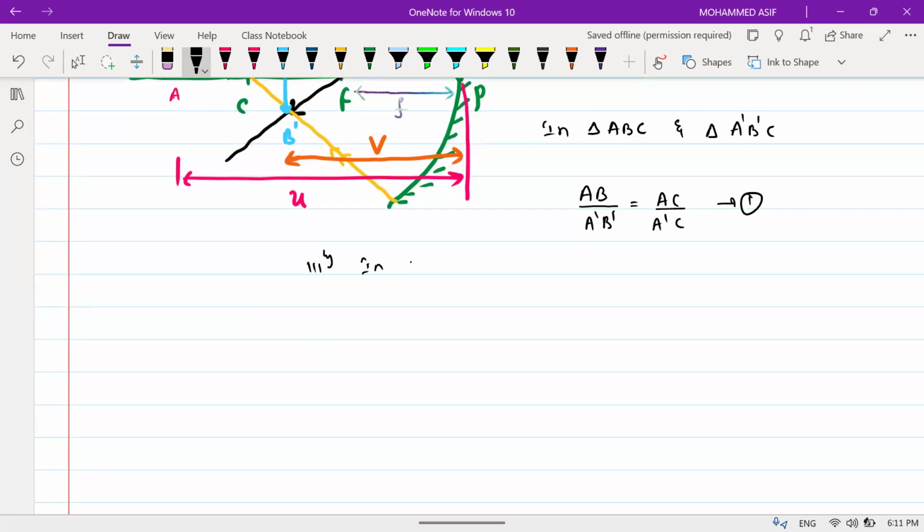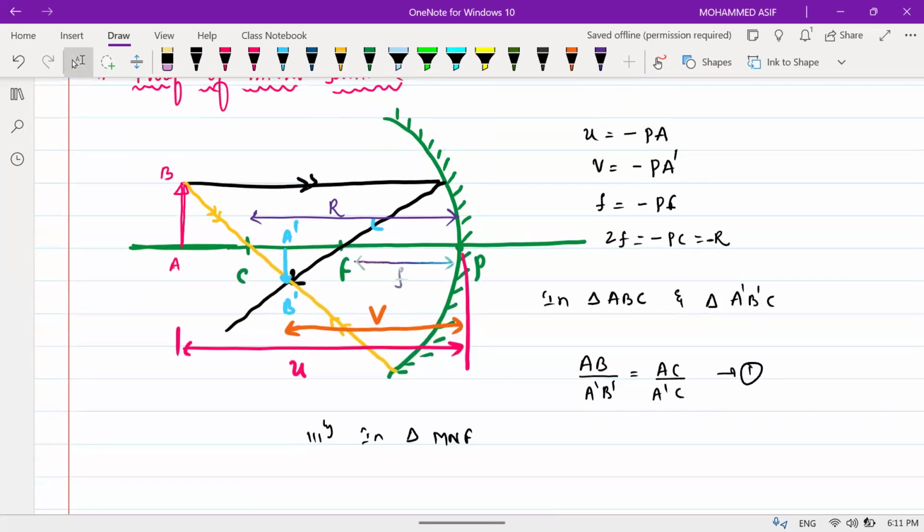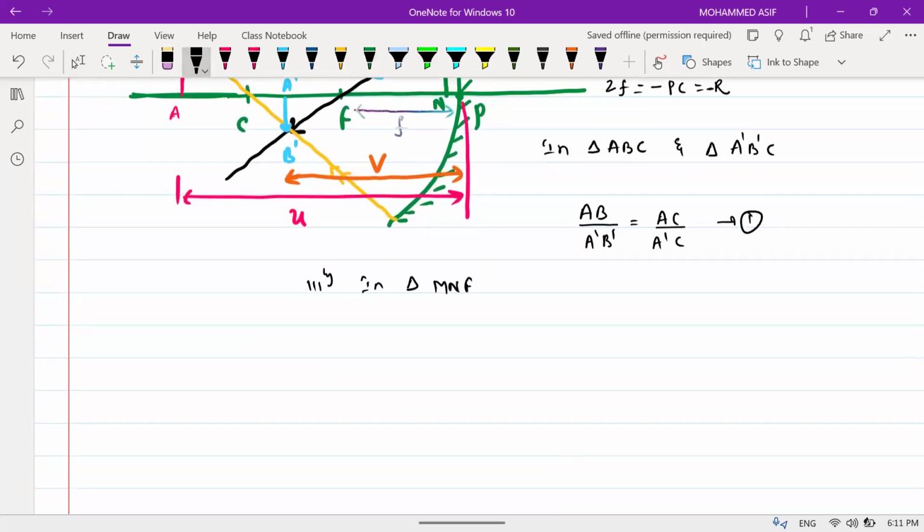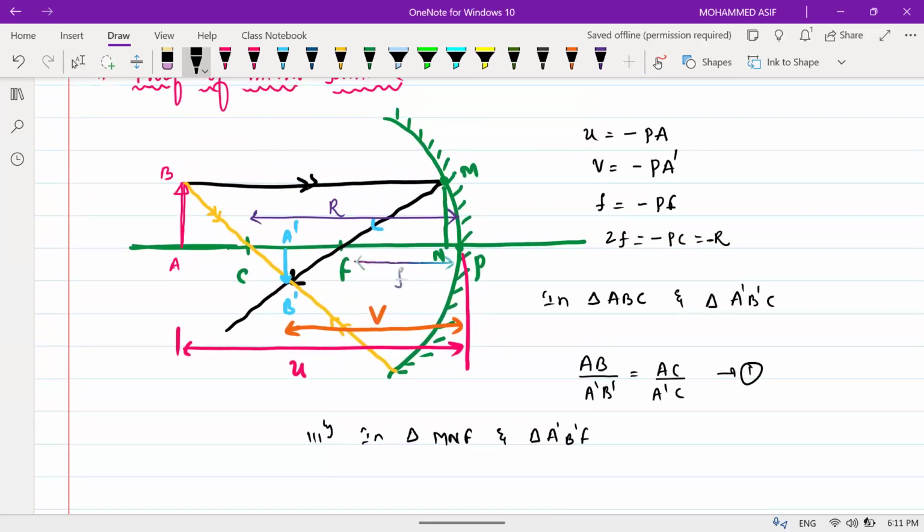Similarly, in triangle MNF. So this point where the ray has been striking, I'm taking it as your M. From here, I'm dropping a small perpendicular. This will be your N. So that will form one triangle right now. So in triangle MNF and triangle A dash B dash F, these are two similar triangles. This one and this one.